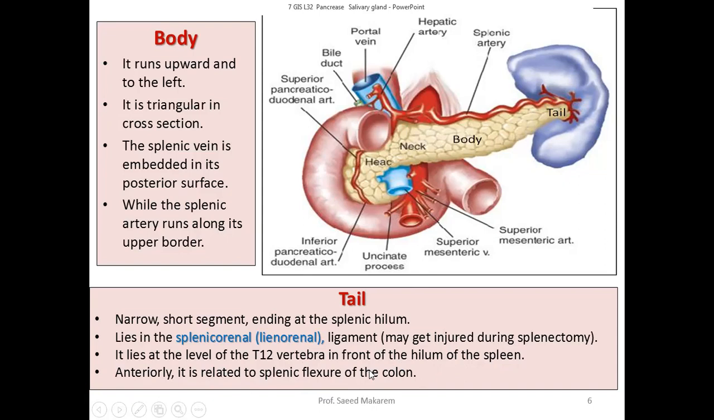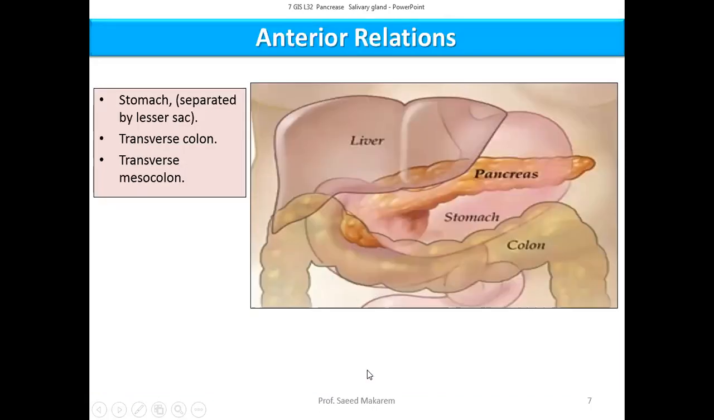So these are the parts, and there are some important relations. Coming to the anterior relations of the whole organ, anteriorly we can trace the stomach. If you see here, there is the stomach, and behind that is the pancreas. It has been superimposed so that you can appreciate the organs. In the front will be the stomach, separated from the pancreas by a sac called the lesser sac. Then we can see the transverse colon, and this is the splenic flexure here. Then the transverse mesocolon, which is the peritoneal covering of the transverse colon.